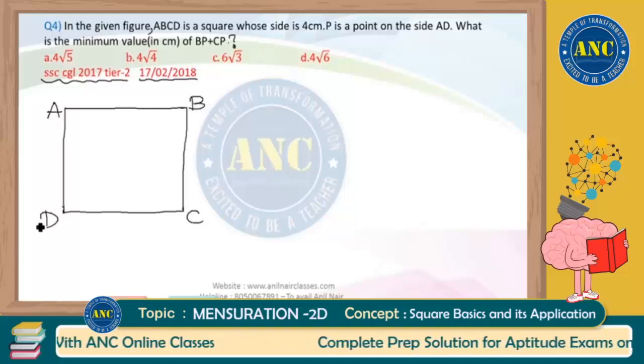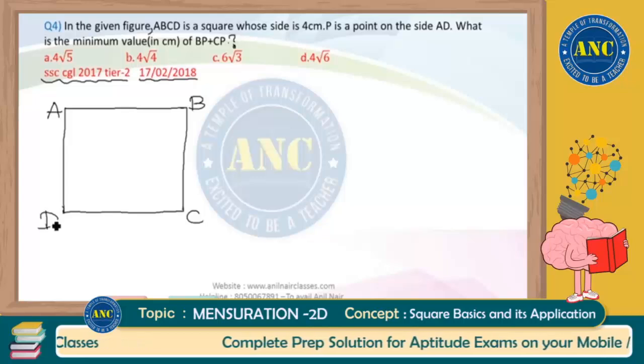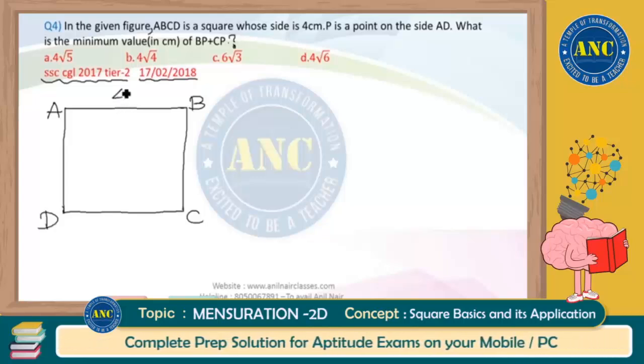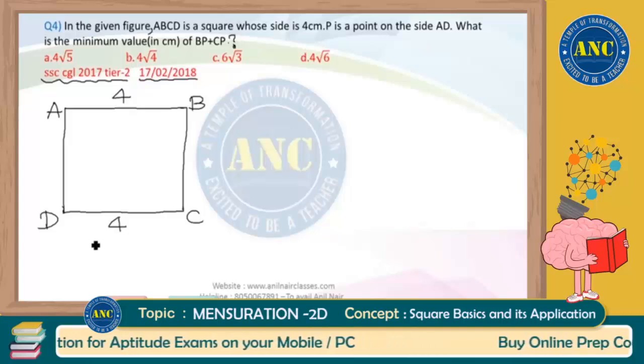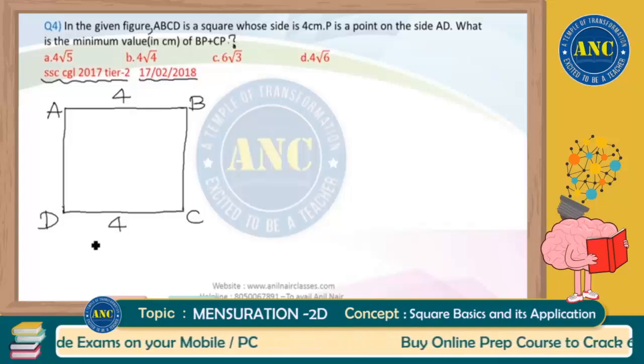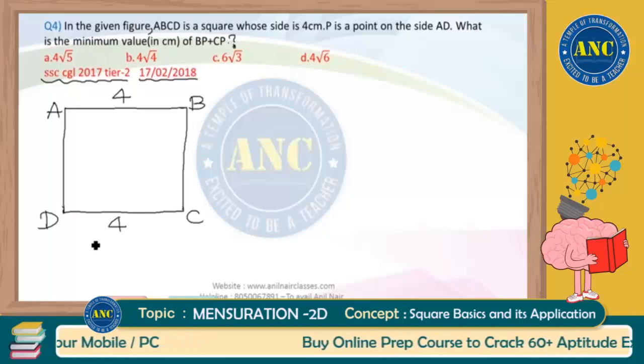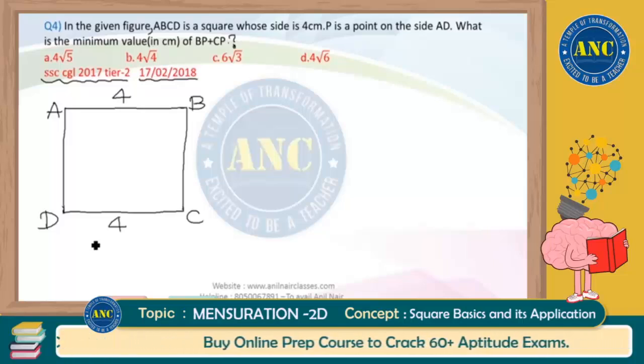ABCD is a square whose side is 4 centimeters. That means all four sides are 4 centimeters in length. That is the question.